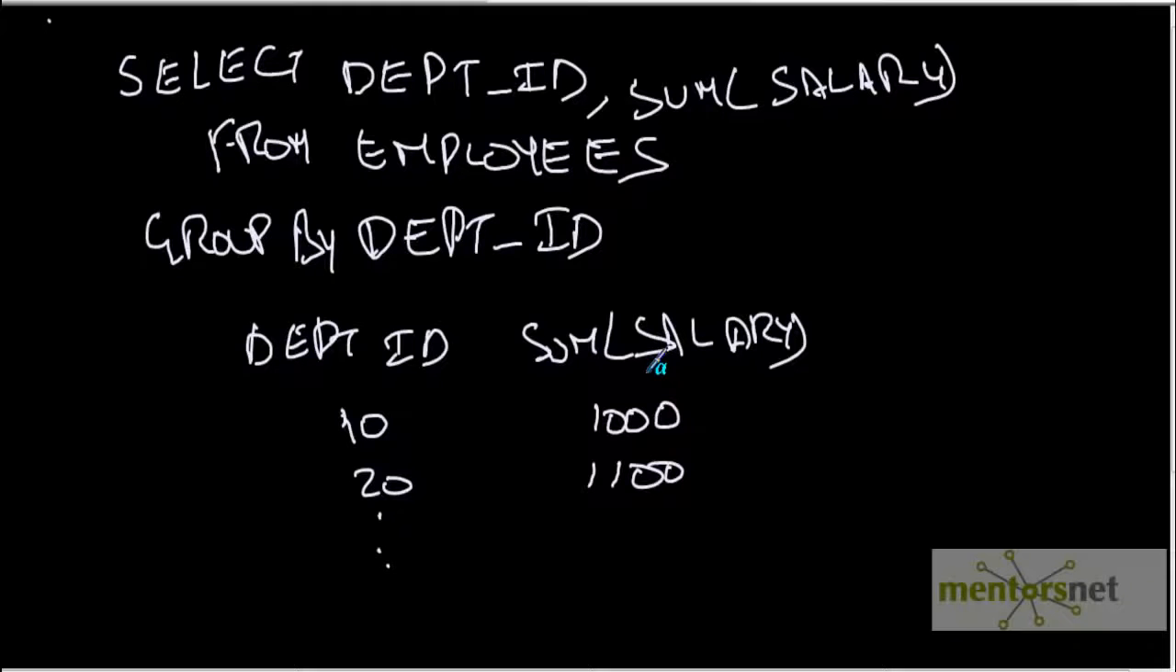In the last class, we have seen how to use Aggregator to load department ID and sum of salary and average salary from the employees table into a target file. So let's see, Aggregator can be used to remove duplicates.